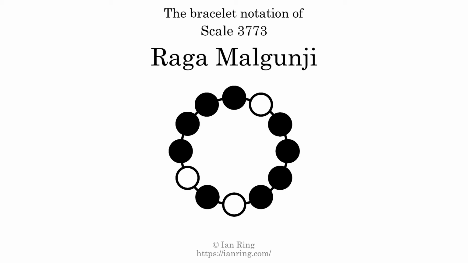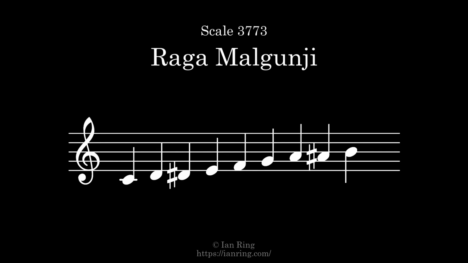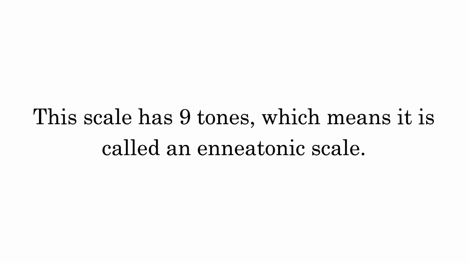3773, Raga Malgunji, which sounds like this. This scale has 9 tones, which means it is called an Enneatonic scale.